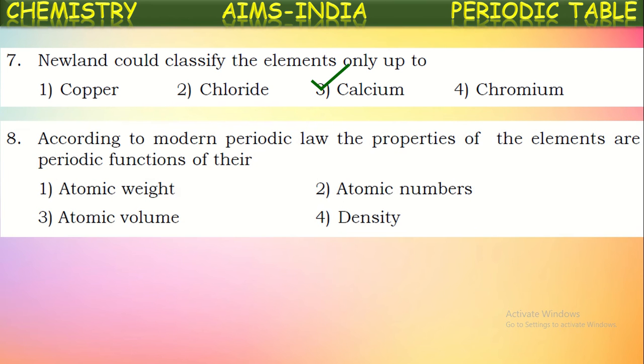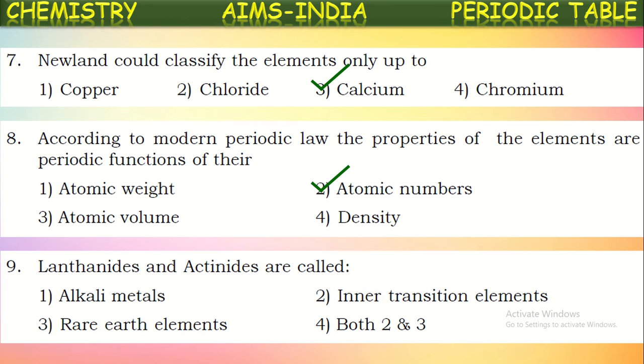Next one. According to modern periodic law, the properties of the elements are periodic functions of their atomic numbers. Till Mendeleev, previous scientists believed the properties of the elements are periodic functions of their atomic weights, which we call Mendeleev's periodic law. But in the modern periodic law, atomic number is considered instead of atomic weight for classifying the elements. So the law is given as: the physical and chemical properties of the elements are periodic functions of their atomic numbers.